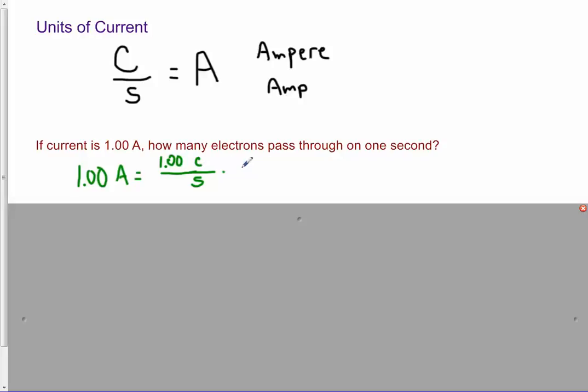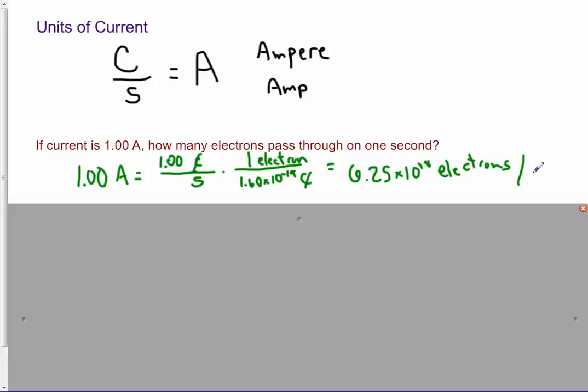But what's a coulomb in terms of electrons? Well, 1 electron is 1.60 times 10 to the minus 19 coulombs. So coulombs will cancel and we'll get electrons per second. And so it's 1 divided by 1.60 times 10 to the minus 19. That turns out to be 6.25 times 10 to the 18 electrons per second. So that gives you a sense of what 1 amp means. Very, very large number of electrons passing through any given point per second.